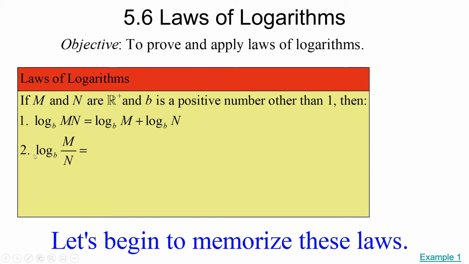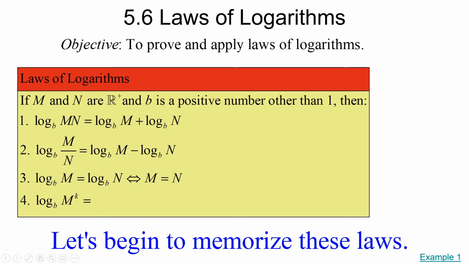Now, number 2. Now this time I have the division right here, the log base b of m divided by n. And that's going to give me the difference of two log base b's. And that would be the log base b of m minus the log base b of n. Rule number 3. The log base b of m equals the log base b of n if and only if, well, I have the same log base b on both sides. That can only be a true statement if m equals n.